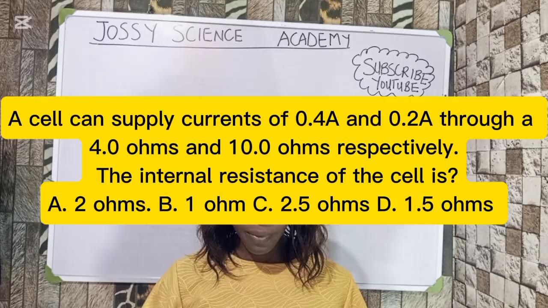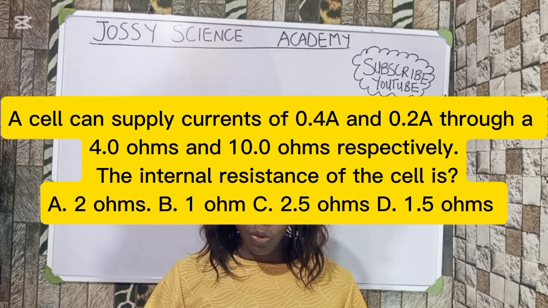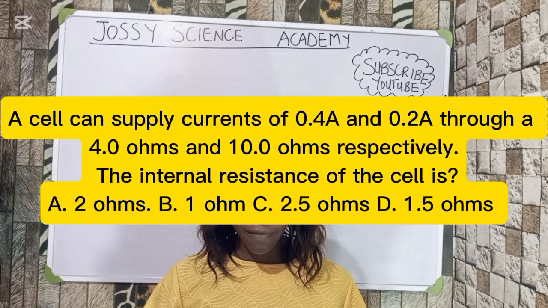A cell can supply current of 0.4 amperes and 0.2 amperes through 4.0 ohms and 10.0 ohms resistors respectively. The internal resistance of the cell is what? Option A, 2.0 ohms, option B, 1.0 ohms, option C, 2.5 ohms, option D, 1.5 ohms.